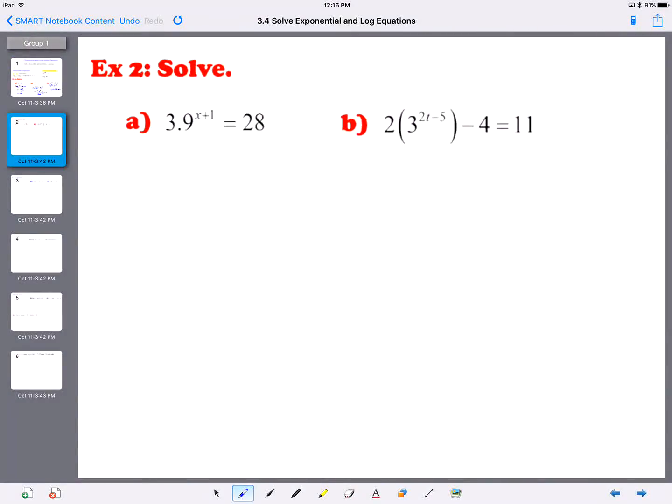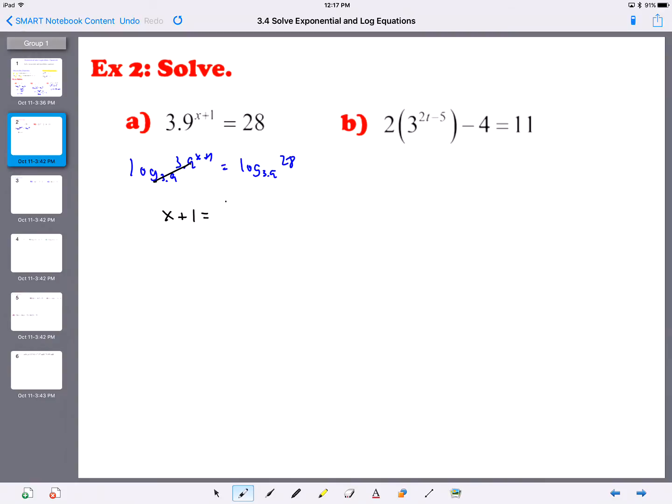On the next one, we got 3.9 raised to the x plus 1 is equal to 28. So we've added a couple more things in terms of the exponential. It's not just x, it's x plus 1. But that doesn't change how we're going to solve this. If the base is 3.9, then we're going to rewrite this as log base 3.9 of 3.9. And then on the other side, you get log base 3.9 of 28. And so why do we do this? Same thing from before, because we want this to cancel. We're using inverses so we can get the exponent by itself, which is x plus 1.